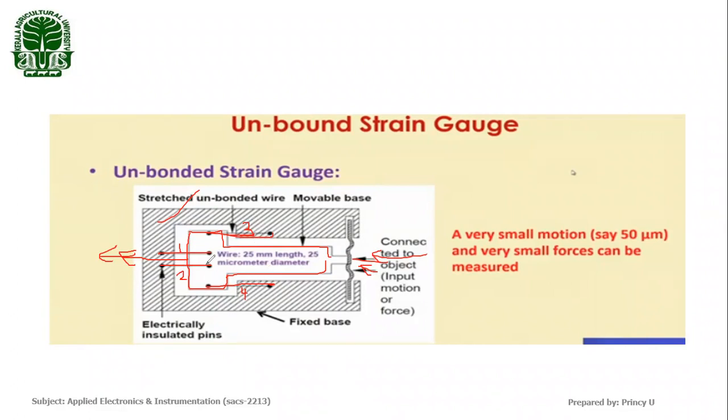So there will be a change in resistance in these four wires, and the change in resistance can be converted to a voltage signal by connecting these wires in a Wheatstone bridge arrangement.